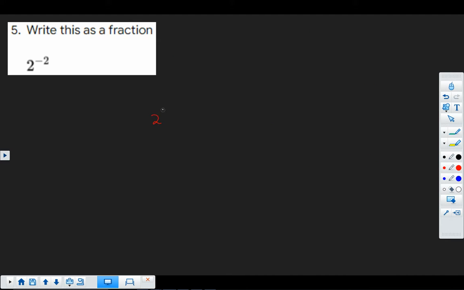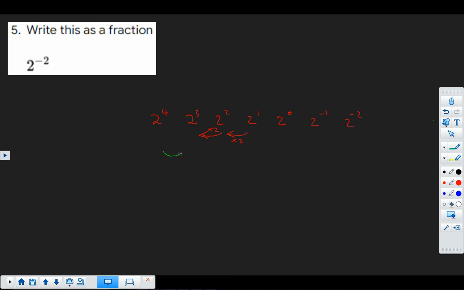Okay, now let's think about our powers. We looked at some squares and cubes earlier. You can see here that my powers are counting down 4, 3, 2, 1. And in the same way that each time we went up, we were multiplying by 2, if we're going the other way, at each step, we're dividing by 2.